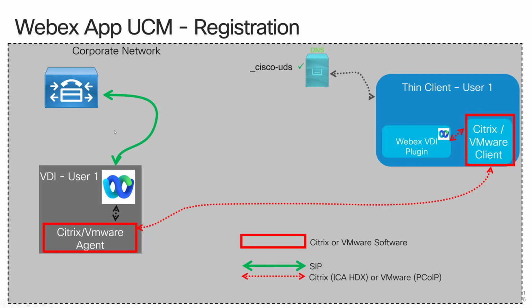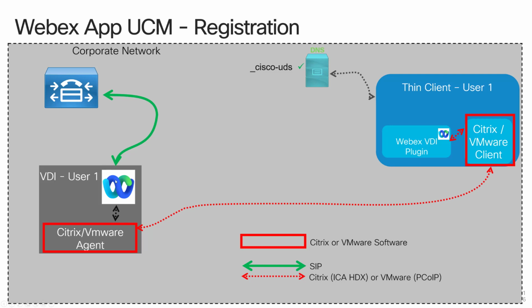It will perform home cluster discovery, not shown here. Once we connect to our home cluster, we will then authenticate via HTTPS, not shown here. And then we will be provided with a SIP address to register to. And then the Webex app on VDI will perform a SIP registration.